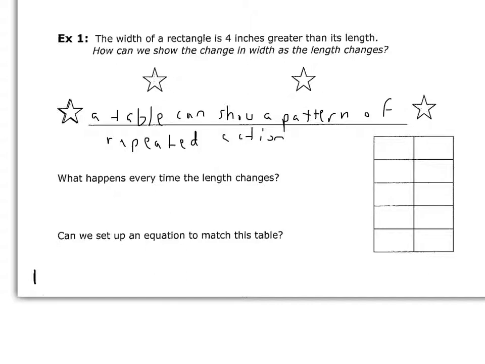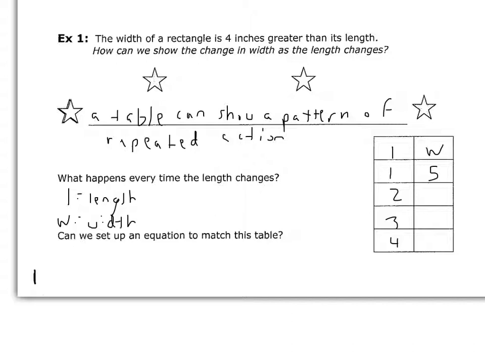Before we get started, we're going to set up two variables. It talks about width and length in the problem, so we're going to let L equal our length and W equal width. Let's fill out our little table. We're going to have one side be length and the other side be width. The problem said the width of a rectangle is 4 inches greater than its length. So if our length is 1, our width would be 4 inches greater, and of course it would be 5.